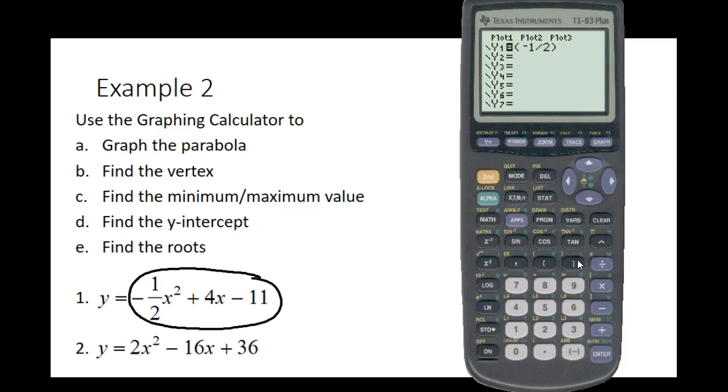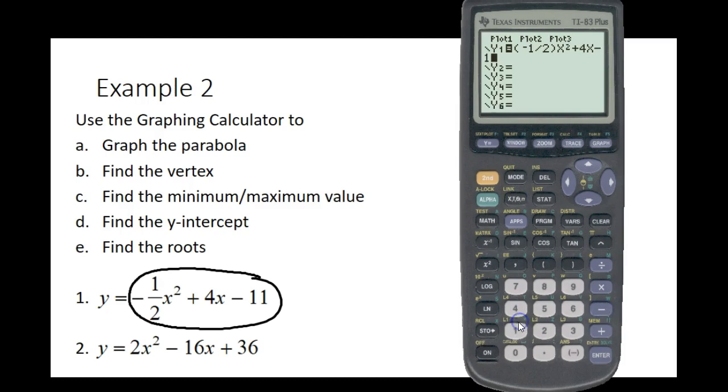Okay. So go ahead and you're going to push this one button right here, Y equals. And then we're typing in the equation. So from here, I'm going to type the rest of it. It's pretty easy. X is right here, this button. X squared, here's a nice square button they offer us, so we can just use that. Plus 4x minus 11. And remember, it's a minus 11, not a negative 11. So minus 11.